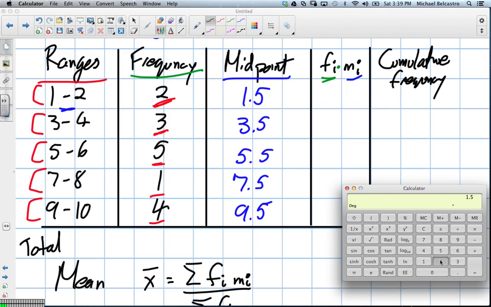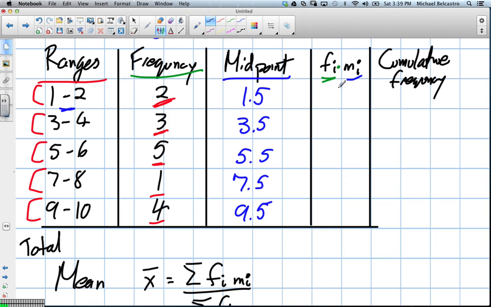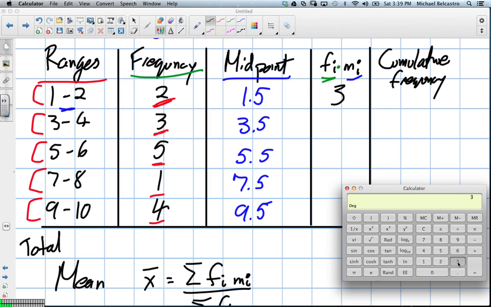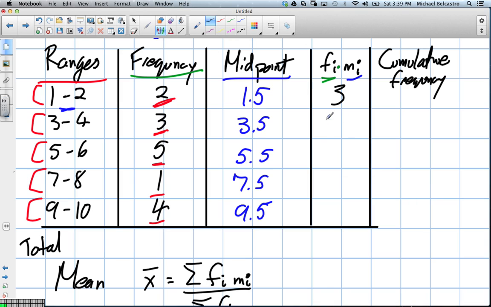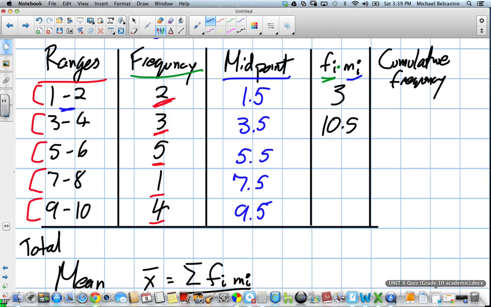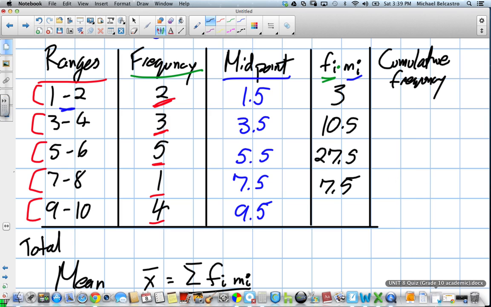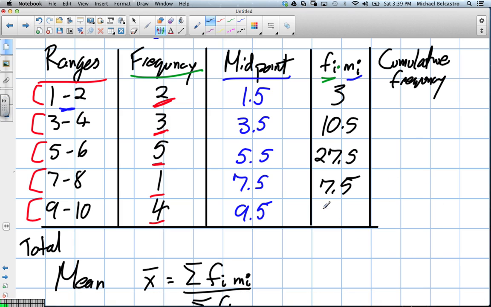1.5 times 2, that's a 3. Okay. 3.5 times 3, and maybe you can help me out as we go. That's 10.5. How about 5 times 5.5? 27.5. The next one, 7.5, and 9.5 times 4? 38. 38? On the dot? Oh, great.